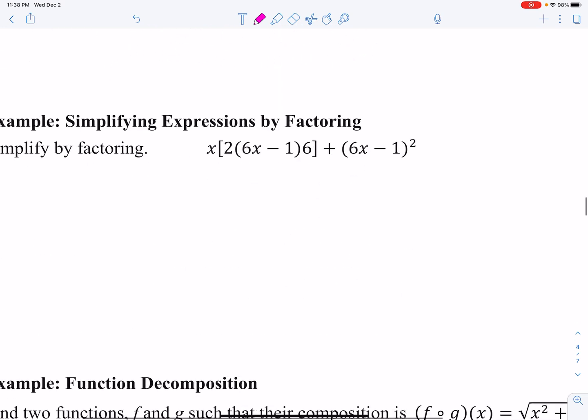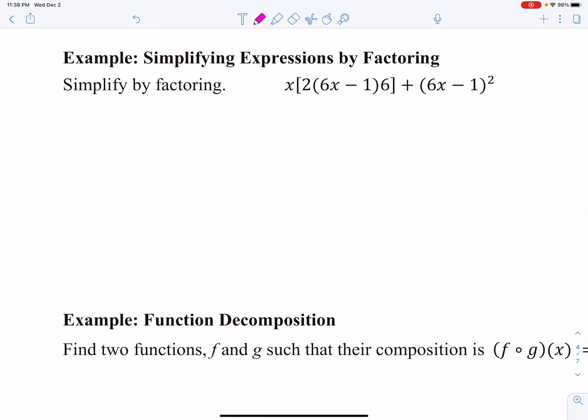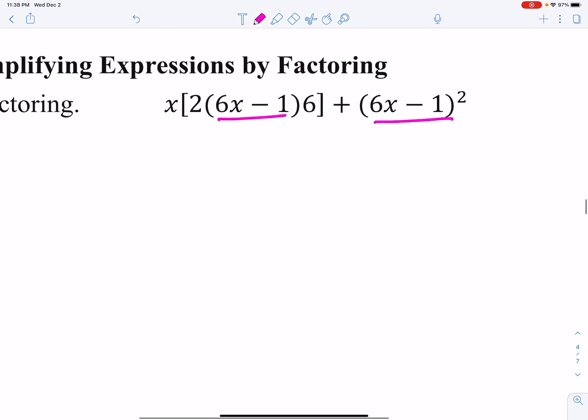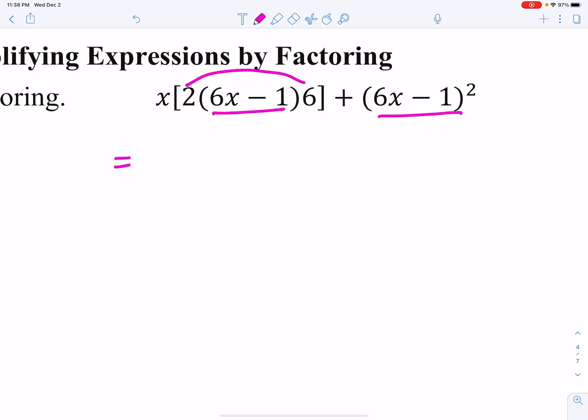All right, keep going here. Simplify by factoring. So factoring means, factoring out, dividing out a common factor. So what we can see already right there is a common factor, 6x minus 1. Okay, but we got to work with this. So inside the square parentheses here, we notice we have a 2 times 6, right? Times that x on the outside, this would be equal to 12x times 6x minus 1.